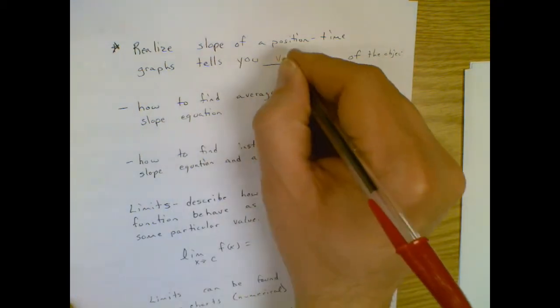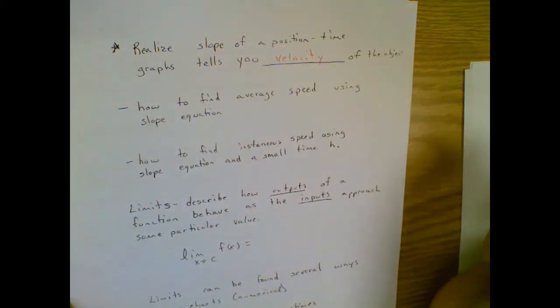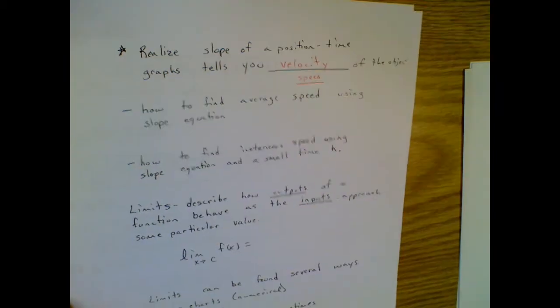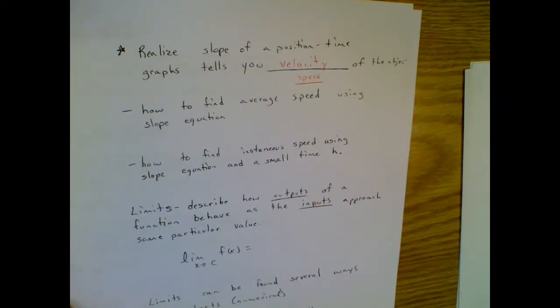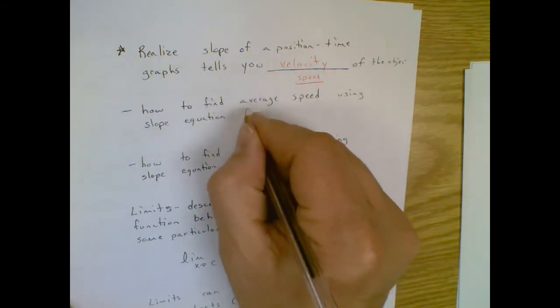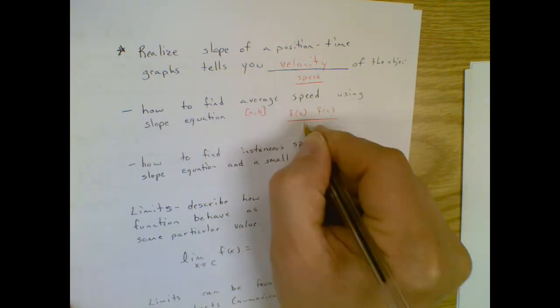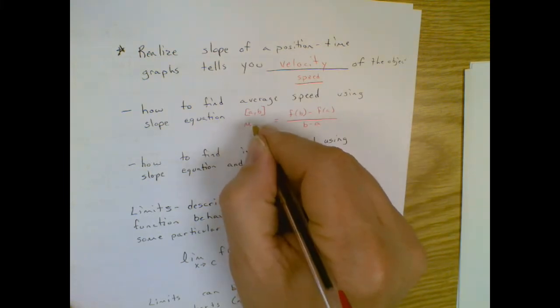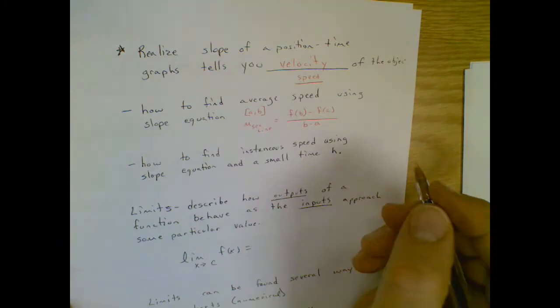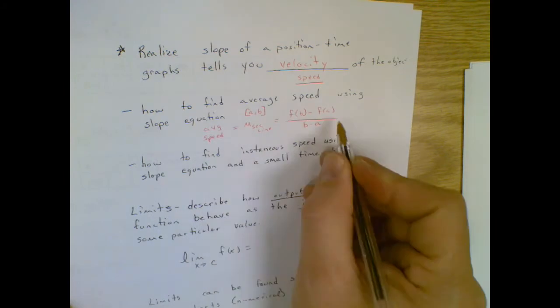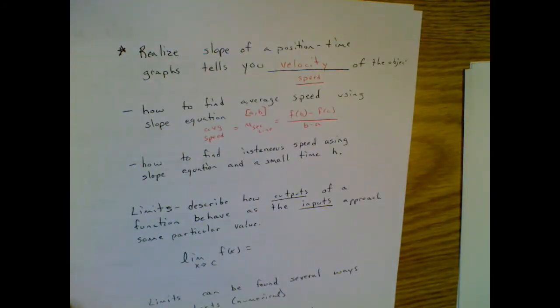time graph tells you the velocity of the object, or if you want a less complicated word, the speed of the object. To find the average speed using a slope equation, we learned last time that if you're on an interval from A to B, you would just find the y value at B minus the y value at A over B minus A. Again, that was the slope of a secant line, which was a way to find average speed. These are both the same thing, and they're found by just plugging into that. Again, if you haven't seen the first video, you need to go back and watch that.